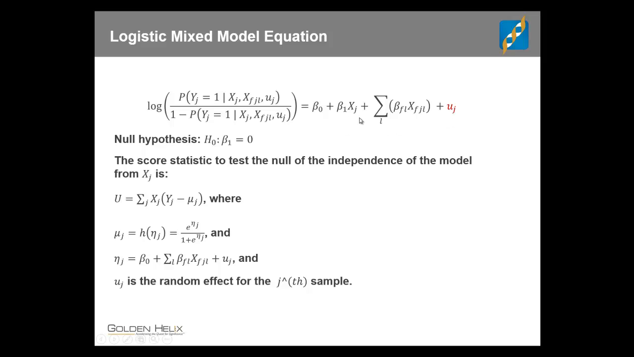Now this component is the value that we're iterating over. In this case, it will be each gene, the multi-site genotypes. And again, we have the score statistic. All of this is the same except for down here, again, we have the random effects component for the jth sample.